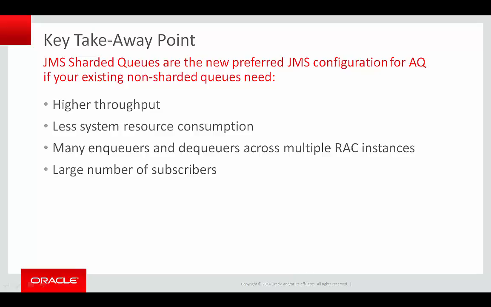But if you're finding that the existing non-sharded queues need to have higher throughput, for example, more messages per second, especially on a RAC cluster, you should consider moving to JMS Sharded queues. If you want to use less system resources, especially CPU, you should consider moving to JMS Sharded queues. If you want to better utilize your RAC instances and have many enqueuers and dequeuers on each of the RAC instances, you should consider using JMS Sharded queues. If you have a large number of subscribers and are finding that your existing non-sharded queues are not satisfying your performance needs, you should consider moving to JMS Sharded queues.